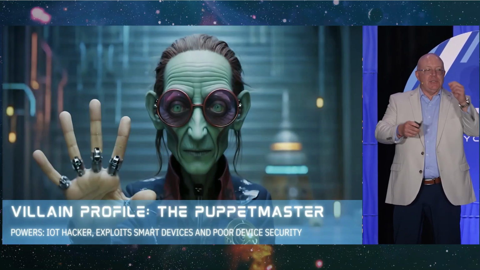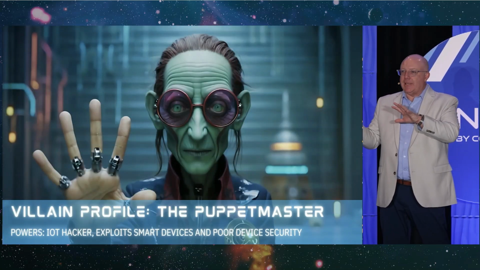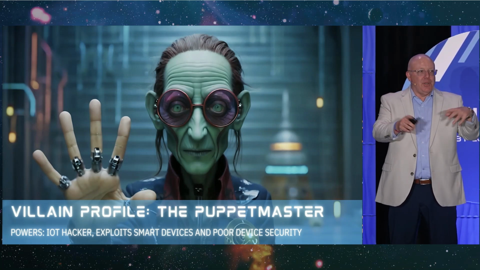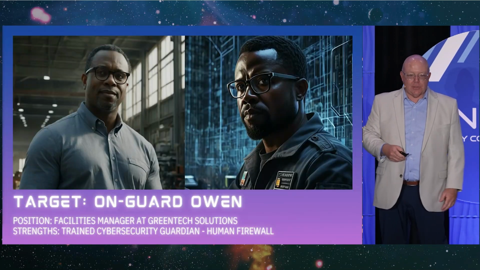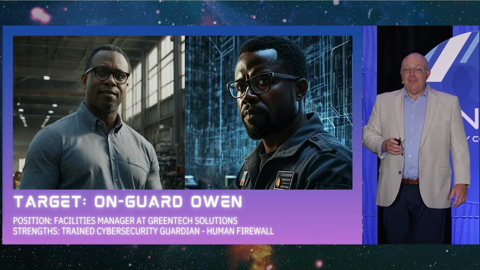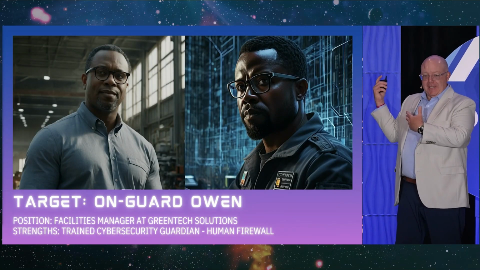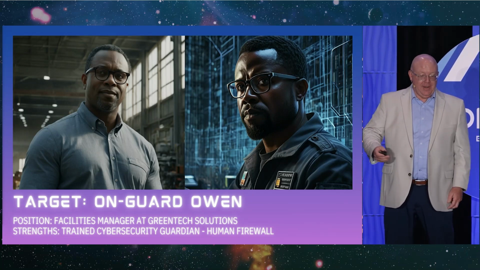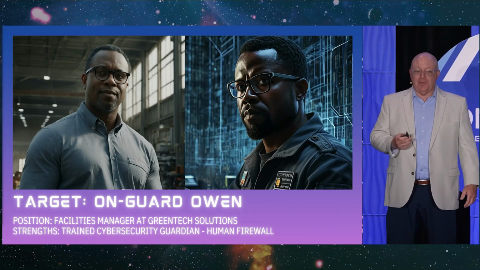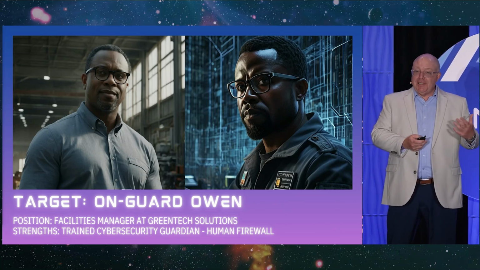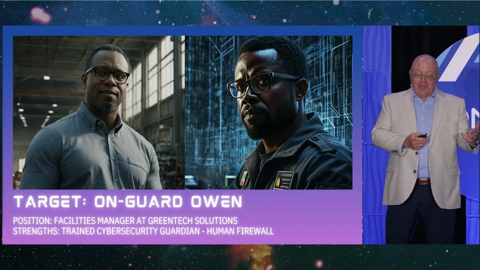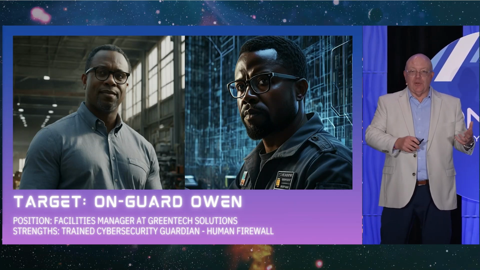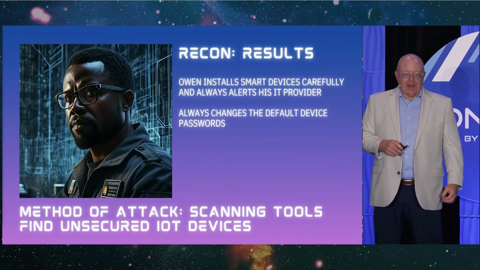The puppet master. This was the Internet of Things guy that exploits little devices put on the network, like the light switches and the light bulbs and the Alexa and the thermostat and all that. So oblivious Owen has been transformed into on guard Owen before and after there. I feel a lot better about Owen as well. He was a facilities manager. Now he's a trained up cybersecurity guardian. If you remember, he was a cybersecurity denier before. So we've converted him. He's a human firewall.